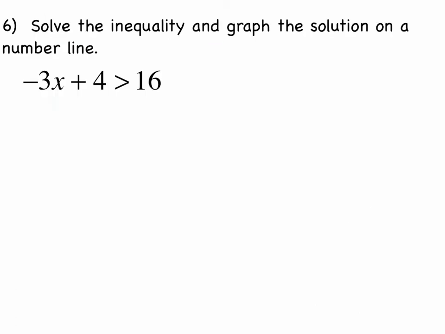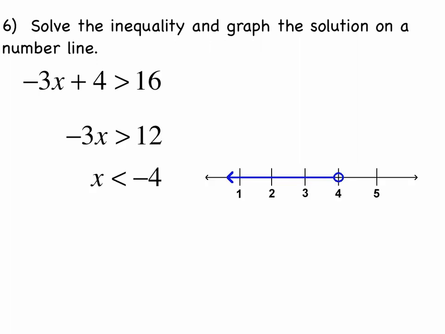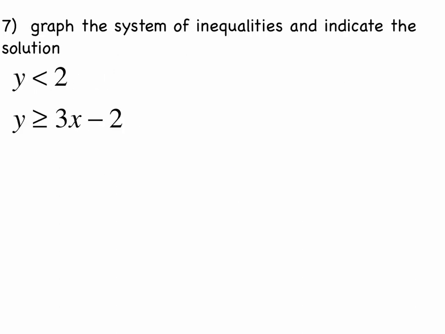Okay, here's one for the number line. Try this problem and then come back to it. For this problem here, all you have to do is first subtract 4 from both sides and then divide by negative 3. Careful, when you divide by negative 3, you have to flip the inequality sign. So I have x is less than negative 4. Open circle at negative 4, everything less than that shaded.